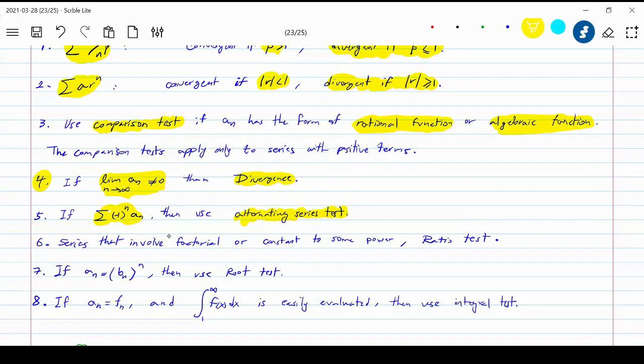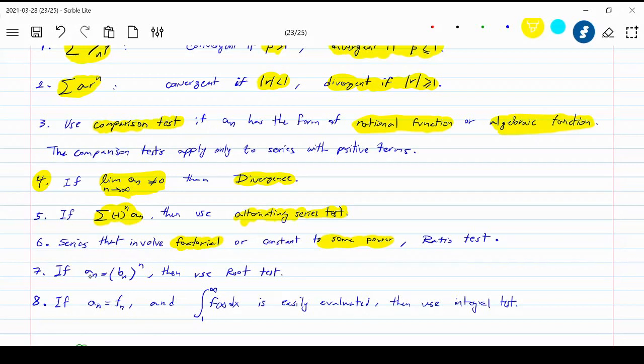And if our series involves factorials or some constant to some powers, where the powers are not constant, the powers are some variables, then the ratio test is quite often used. If you see a factorial, here is the important part, about 90% of the time the ratio test is a good choice.